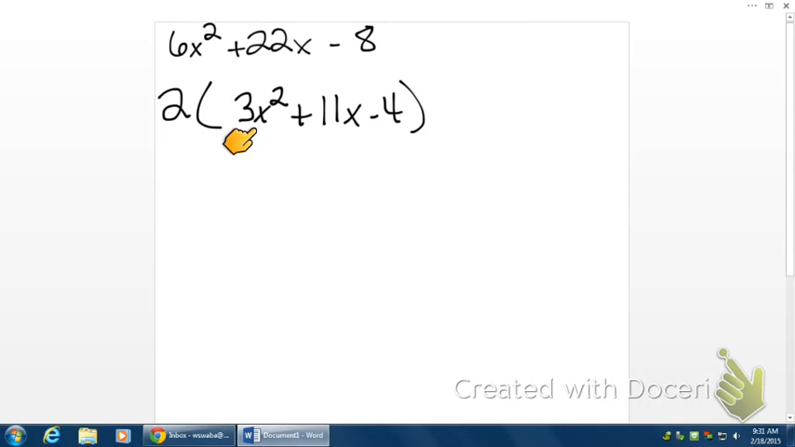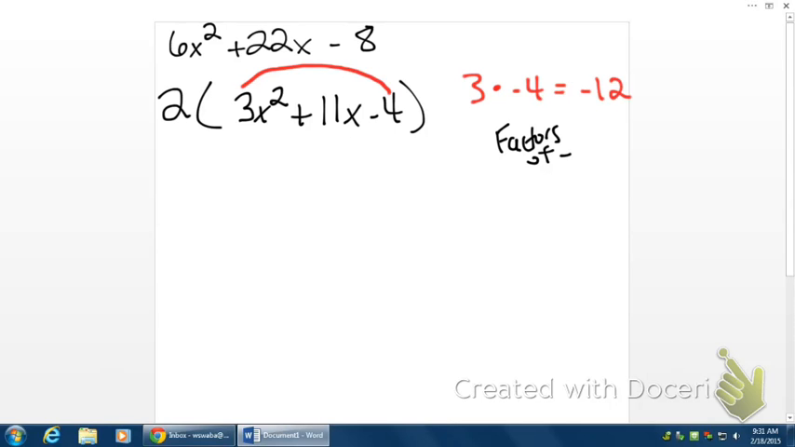So we have a number in front of this x squared, so we're going to multiply this 3 times the last number. So multiply the 3 times the negative 4. You guys see that? 3 times that negative 4. That's going to give me a negative 12. So we need factors of a negative 12 that add up to what? What's our middle term? It's an 11.